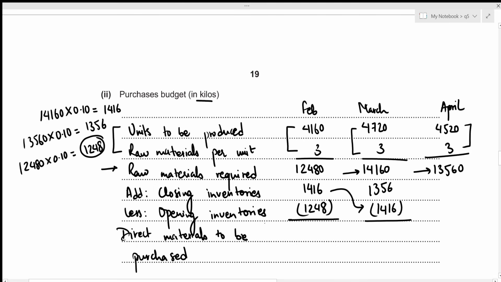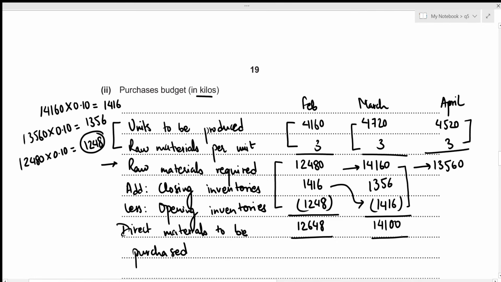Okay, now we can easily figure out the direct materials to be purchased by adding these three amounts. That's raw materials required plus closing inventories minus opening inventories. For February, that is 12,480 plus 1,416 minus 1,248, which results in the direct materials to be purchased to have the value of 12,648. And for the month of March, that's the sum of these three amounts, 14,160 plus 1,356 minus 1,416, which results in the direct materials to be purchased for the month of March to have the value of 14,100. Okay, this concludes the second part of this question.